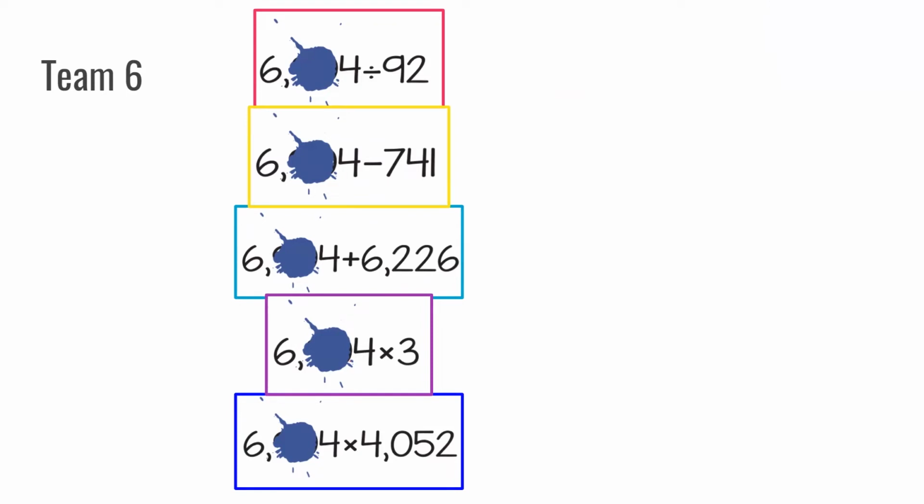Right. So when we were comparing the teal and the purple, we decided that when you're multiplying that 6,000 number by 3, that's essentially adding it 3 times. So that's going to be more than just adding a 6,000 number 1 time. So that's why we decided that the teal box was less than the purple box.